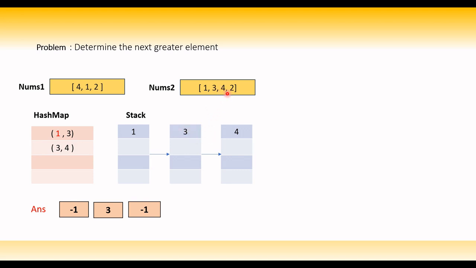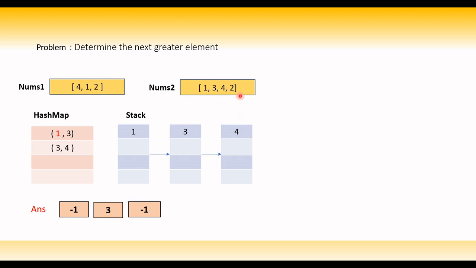Then we move to 4. Now when we try to push 4 into the stack, it will first check if the stack is empty or not and whether 4 is greater than 3. So yes, it is greater than 3. In that case, we will first pop out 3 and store it in the hash map along with the value which is greater than 3. So 3 comma 4 will be stored in the hash map, and we'll again add 4 back to the stack. So right now the topmost position will be held by 4.